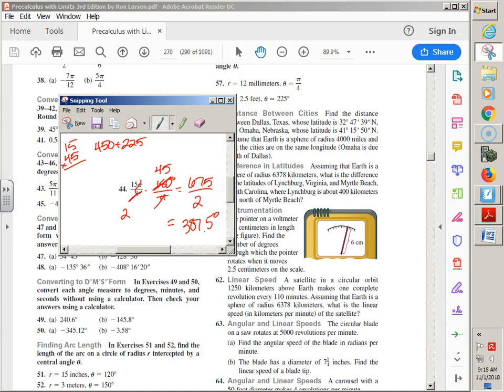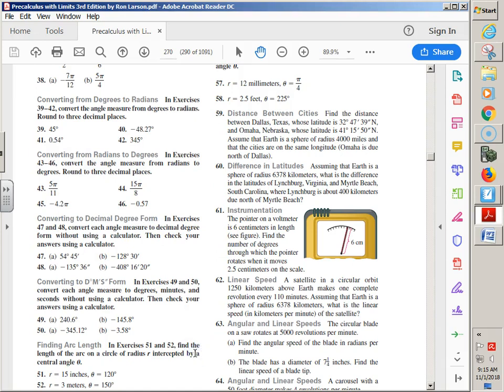What would it end up being? Did I do my math wrong? 337. Oh, 337. What did I do wrong? Oh, I said 17. 2 goes into 6 evenly, 3. And then 2 goes into 7 3 times. And then 15 is 7, then 0.5. Is that better? Got it. Silly math. Anything else?